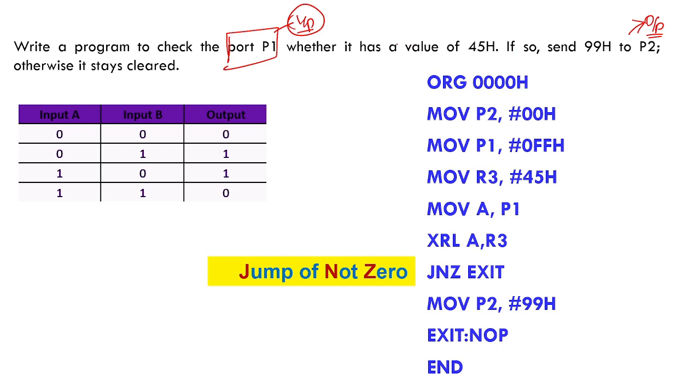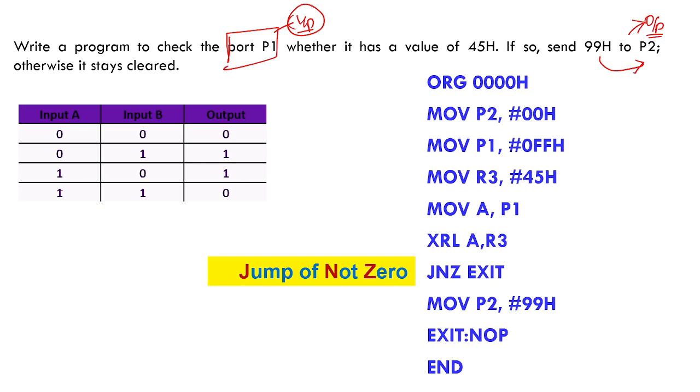So what I am doing: if I am giving 45, the same 45, if it is equal, if my input is 45, then both are equal, right? Then I need to send the data 99 to P2. If not, it should stay clear. That means my data is 45. Whatever I am giving as input in port 1 is 45, so I am doing an XOR operation here.